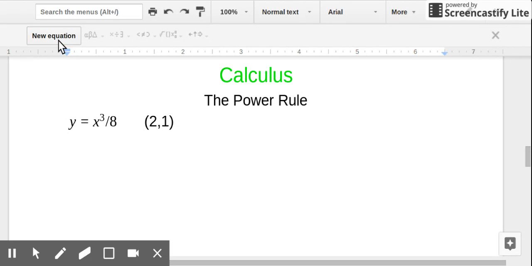So the first thing we're going to need to do is find the derivative. y prime is equal to, bringing the 3 out front, subtracting 1 from the exponent, that gives us a 2, and we just go ahead and leave the 8 in the denominator. So if we're going to find the slope, here's the goal, remember.